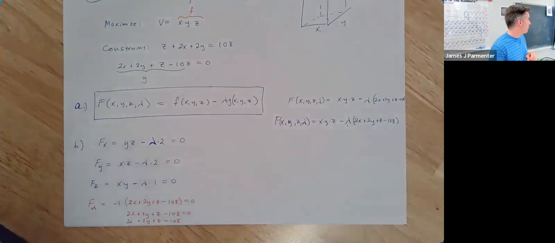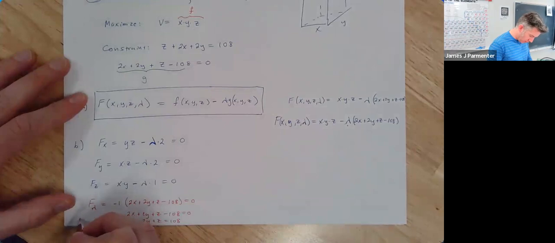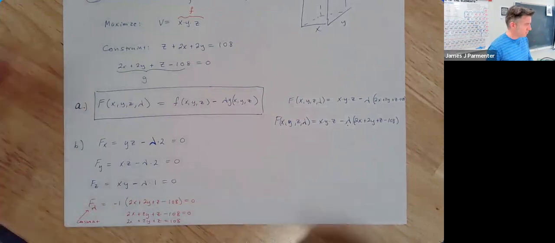I multiply both sides by -1, right? I can always multiply both sides by a constant. So f lambda is just the constraint again. Or really I should say it's the constraint equal to 0, right?